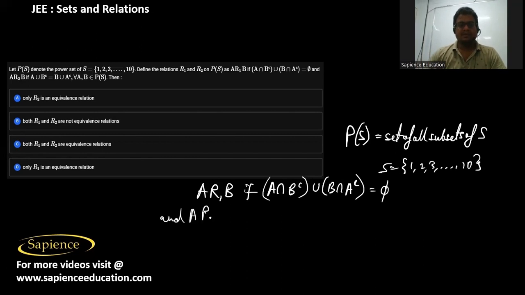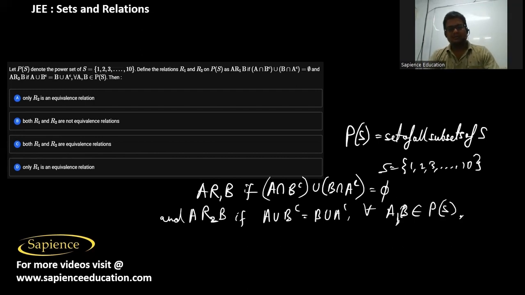And A is related to B under the relation R2 if A union B complement is equal to B union A complement, for all A, B belonging to the power set of S. Okay. So then we have to find.